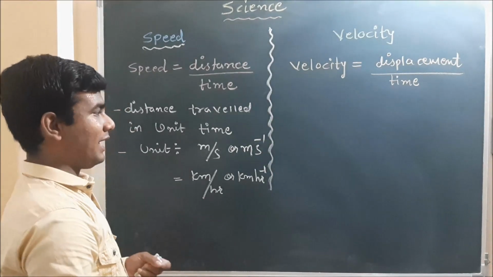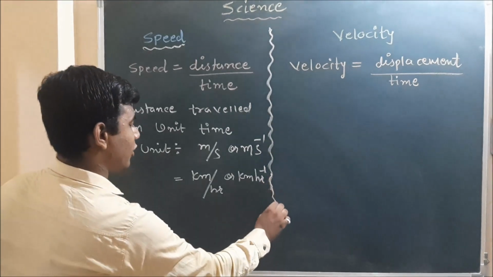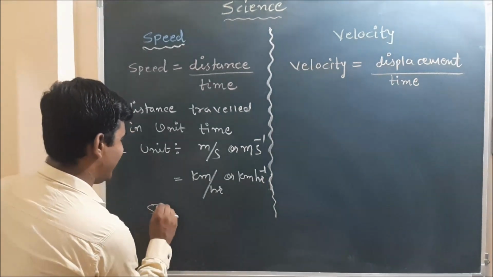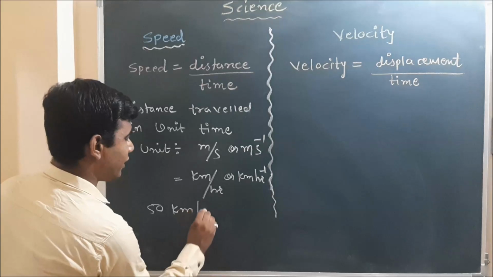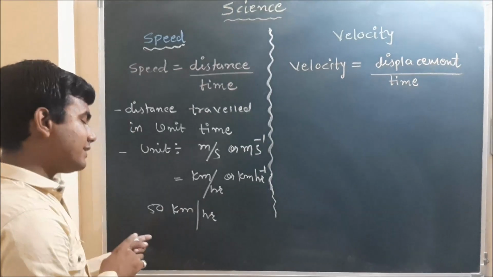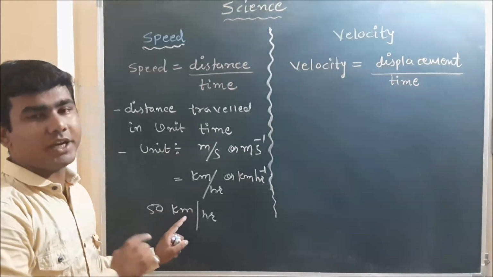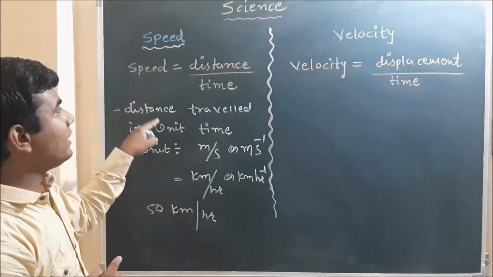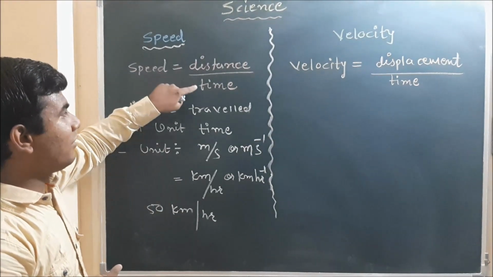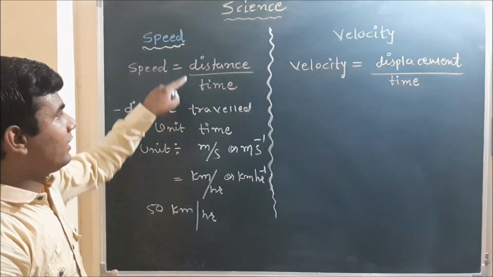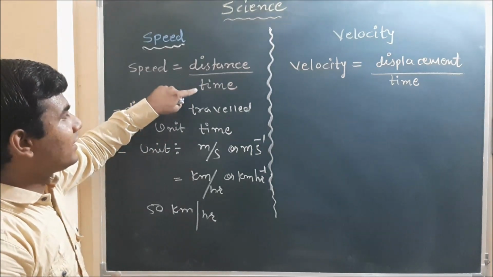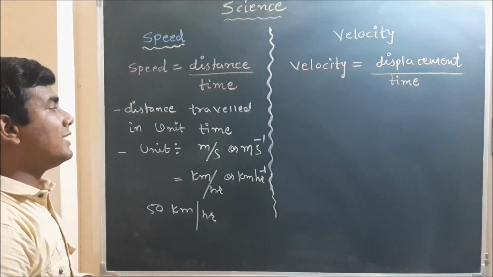hour. If anyone says that an object has traveled 50 kilometer per hour, it means that in 1 hour the object has traveled 50 kilometer of distance. So what is speed? It is distance covered in unit time, or distance by time. So that will be considered as speed.